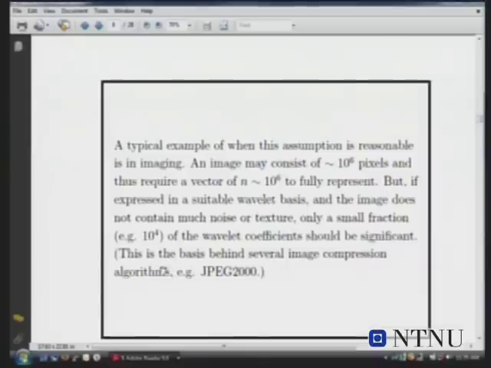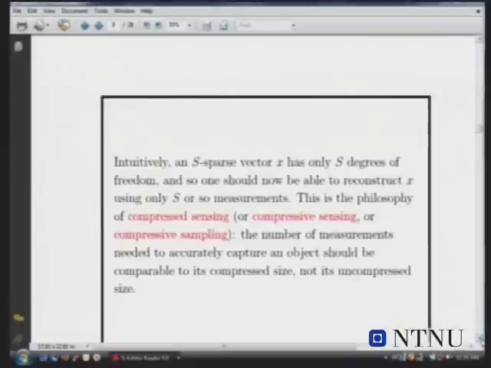So classically you need 1 million measurements to reconstruct 1 million dimensional data, but if you only have 10,000 interesting non-zero coefficients, you should only really need 10,000 measurements. If you're S-sparse, if you only have S non-zero coefficients, then you should somehow only have S degrees of freedom. And so you should only need S measurements rather than N measurements.